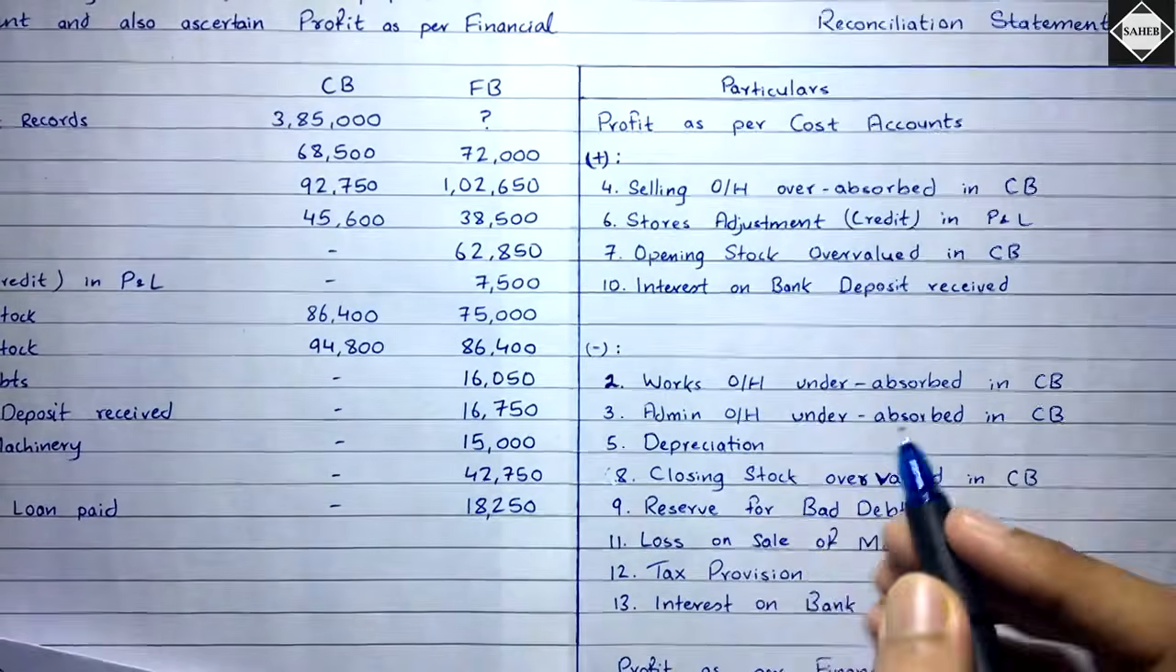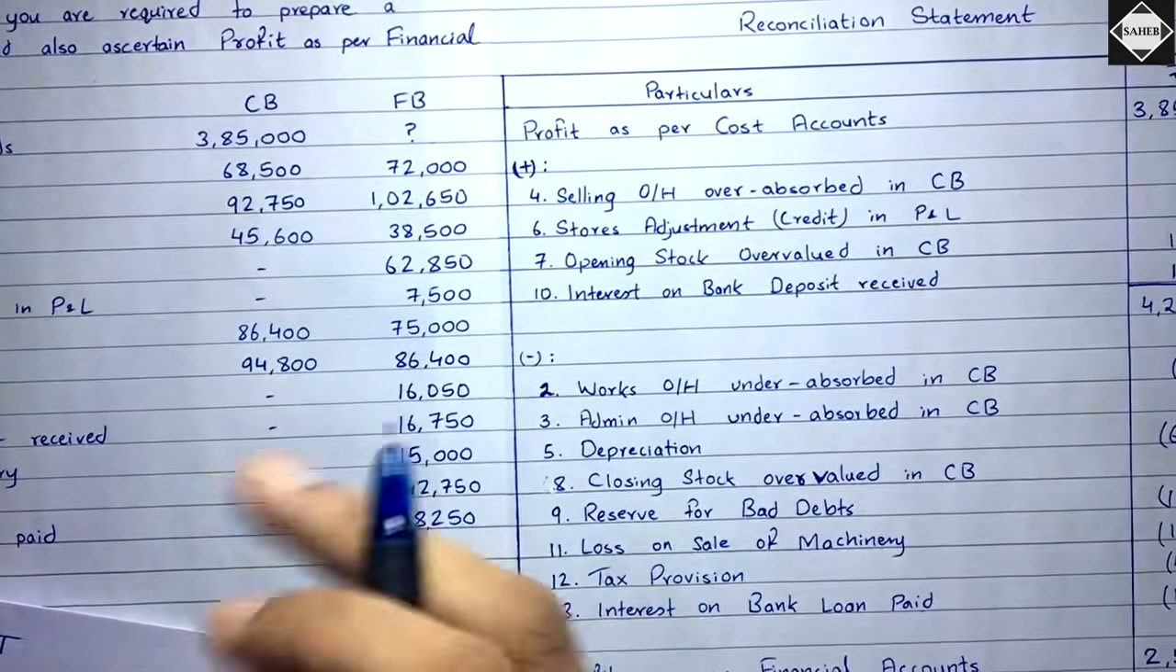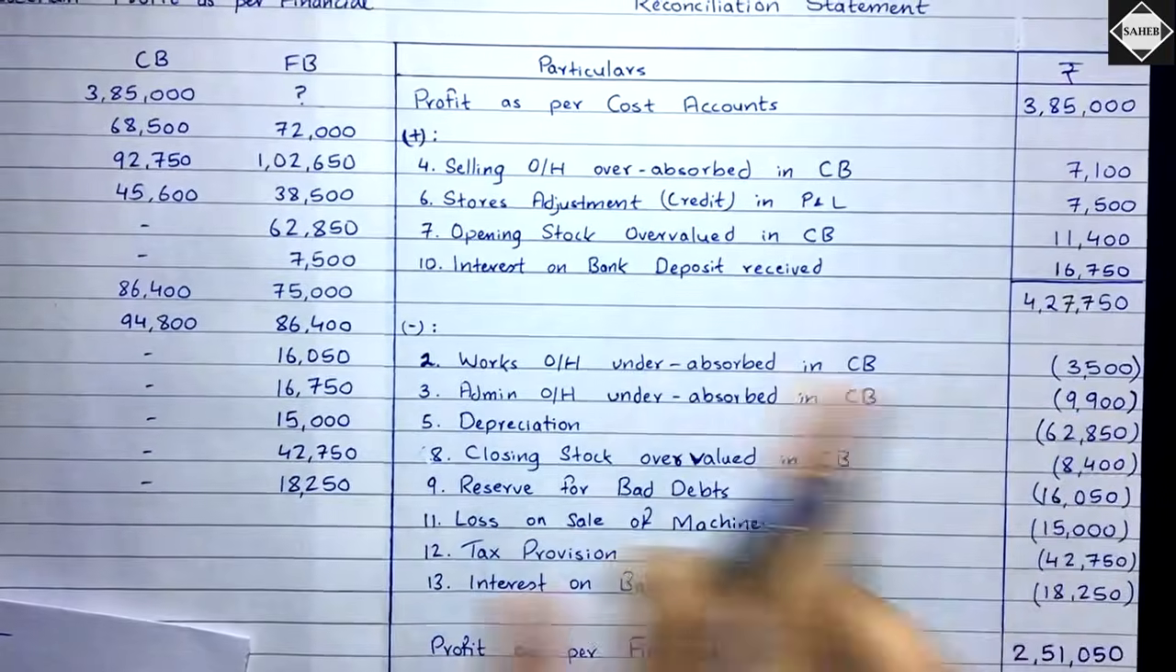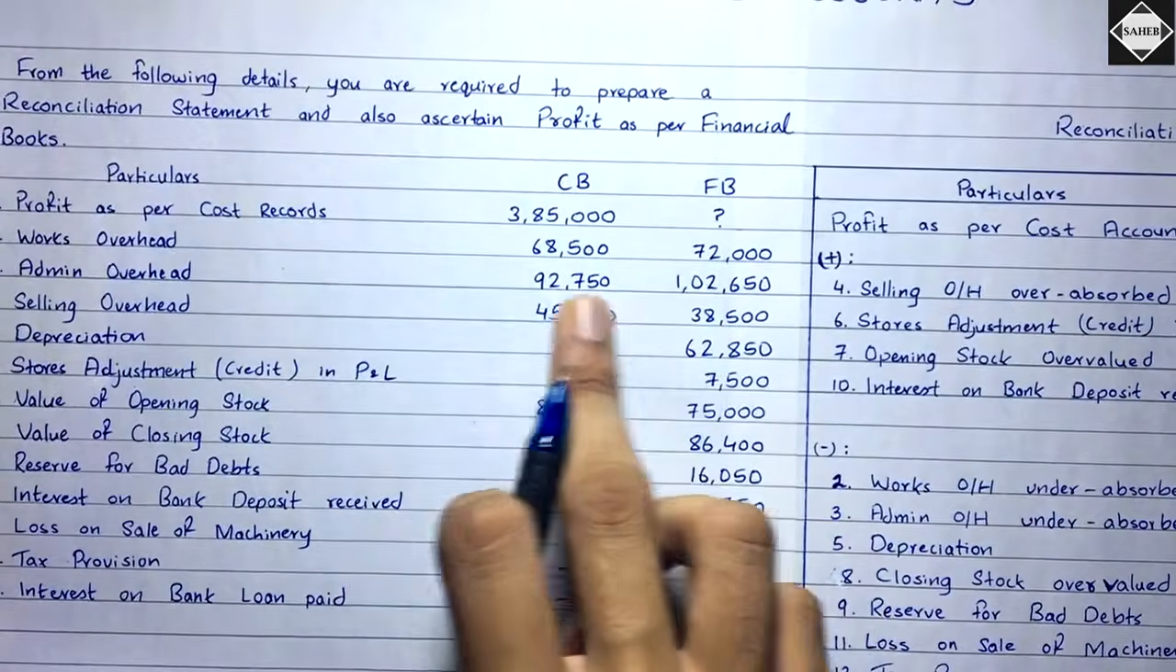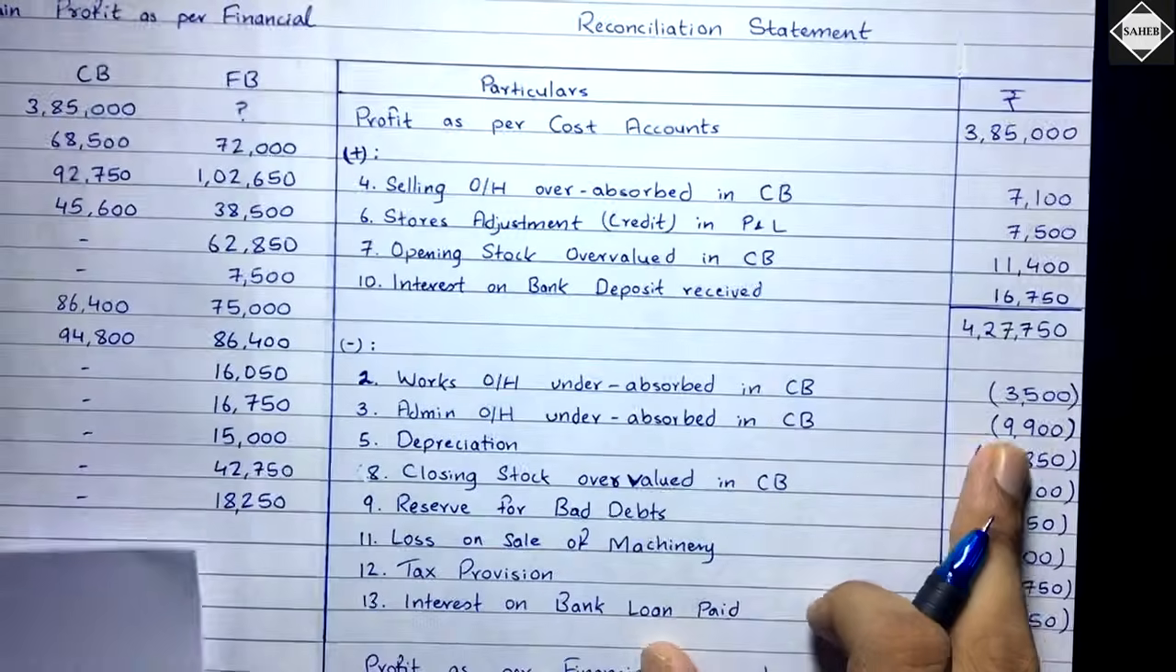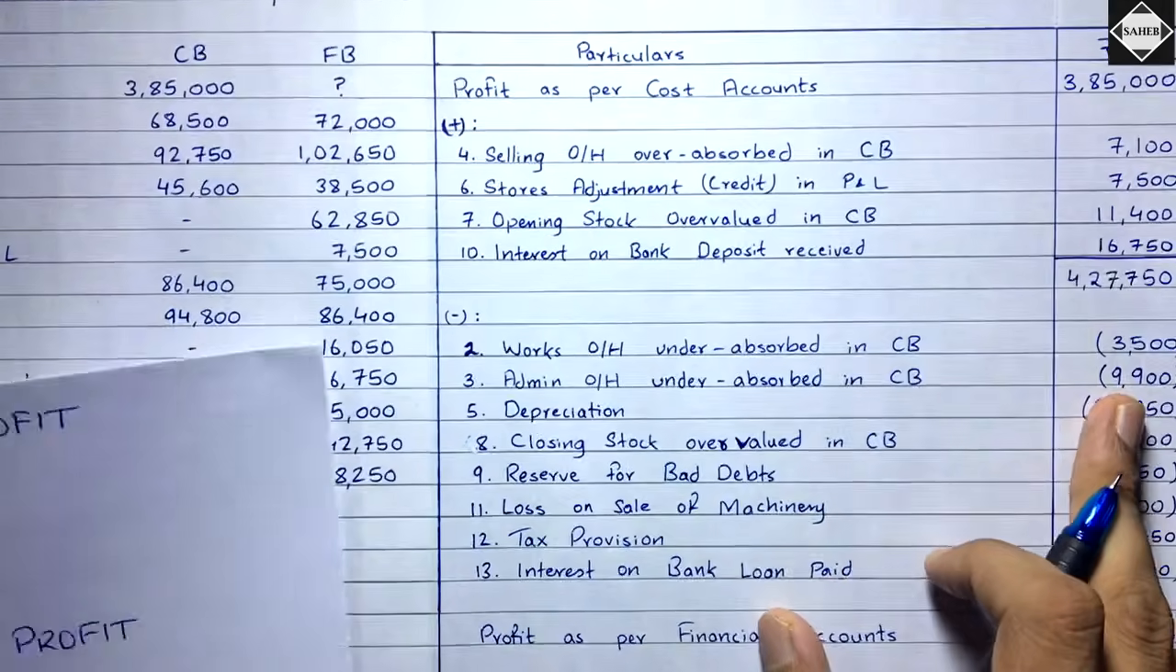So admin overhead under absorbed in costing books, the difference you have to take is 9,900. If you subtract these two, 1,02,650 minus 92,750, it's equal to 9,900. Is that okay? So that's what you have to do.